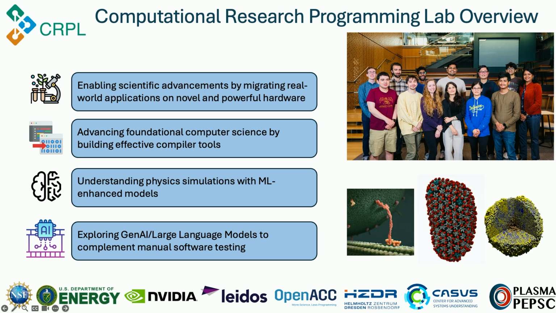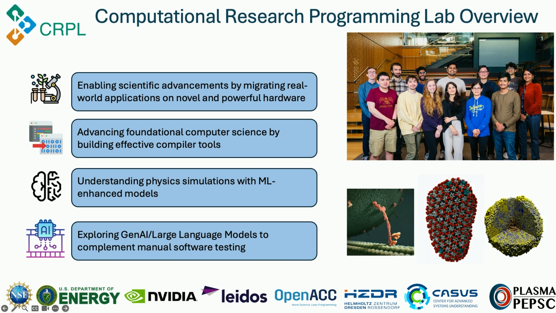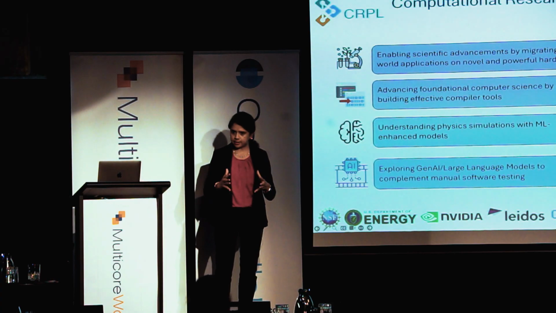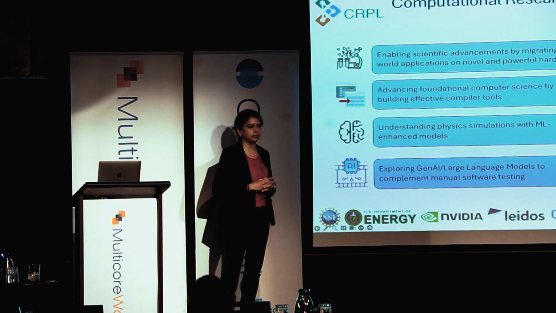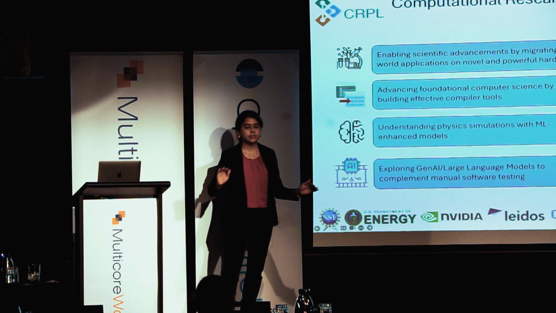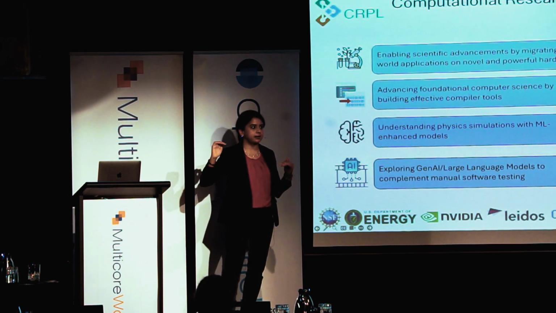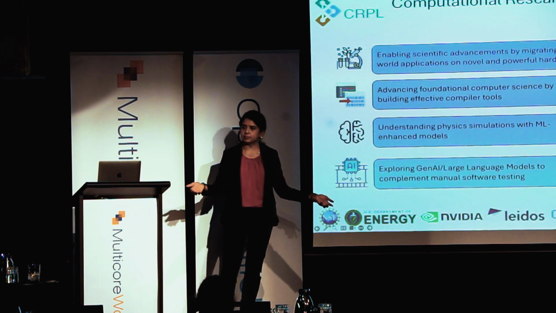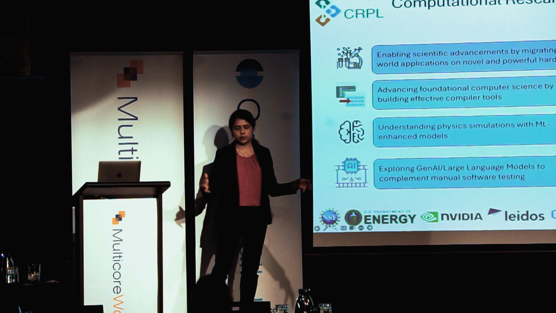A very brief intro about my group, the Computational Research Programming Lab back at the University of Delaware, a bunch of PhD, masters, and undergraduate students, where we do both foundational as well as applied computer science, meaning building compiler and runtime implementations on programming abstractions of OpenMP and OpenACC, directive-based programming models, as well as applying some of these abstractions to real-world problems, because then it makes you go back to the drawing board and find out what the gaps are in fundamental computer science. So it tries to do both ways.